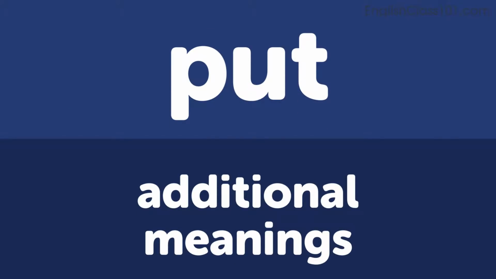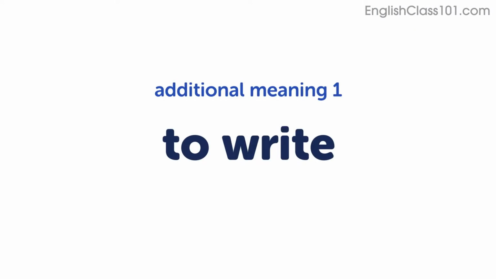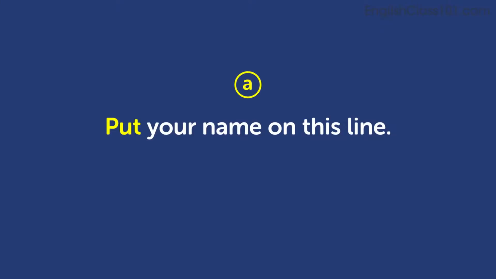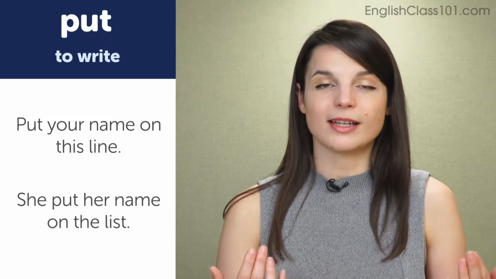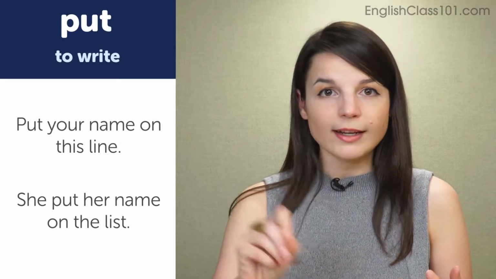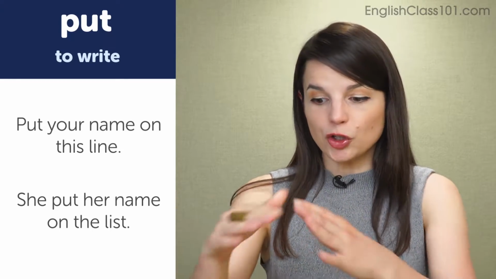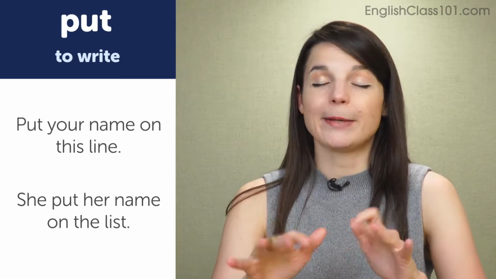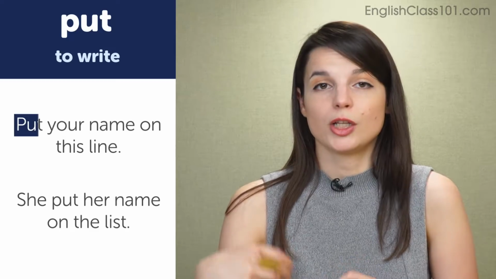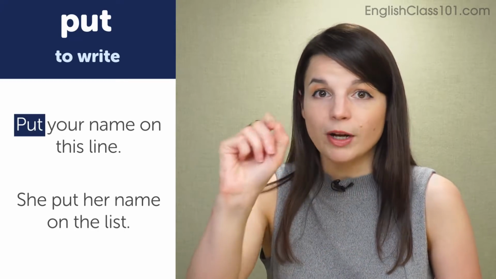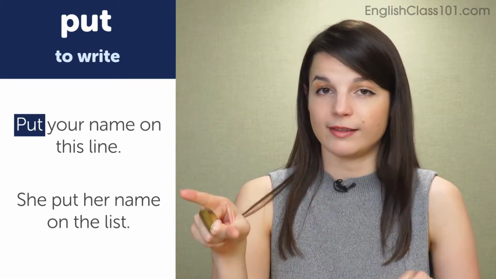Let's talk about some additional meanings for the verb to put. The first one is to write. Examples. Put your name on this line. She put her name on the list. So when we say put in this way, we refer to writing. So you're adding some information to a written document or a typed document as well. So it can mean to write or like to type information. So put your name on this line means like write your name or type your name on this line.